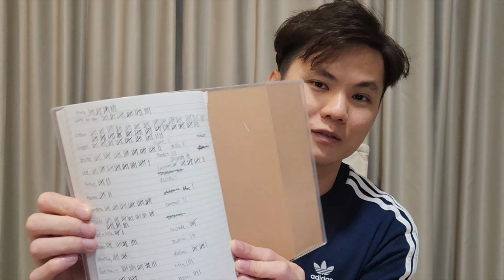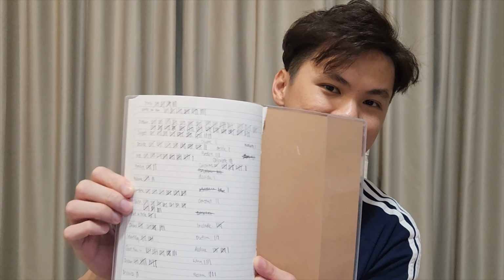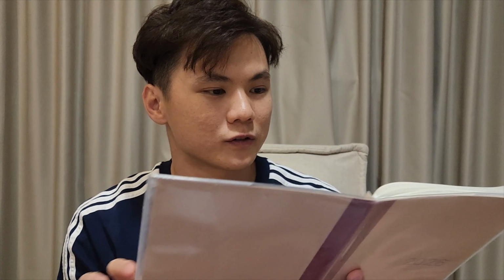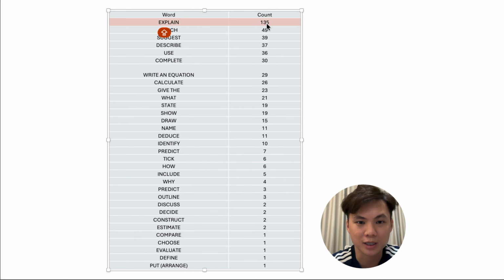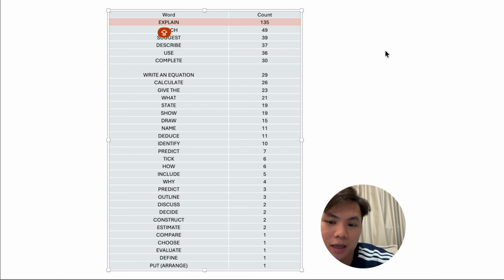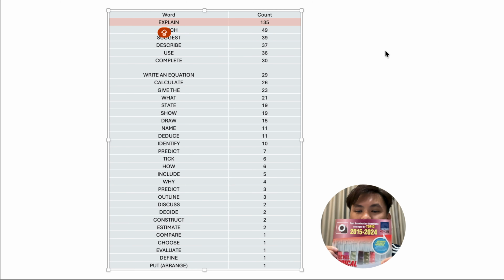Looking through the whole book, I have made a count of this. Looks pretty berserk, isn't it? So just a quick view of the action words that we'll be seeing over here. And of course, at one glance, the most used action word is going to be explain. So let me put this all into the computer first. As you can see over here, we go from the top to the bottom. It's already been arranged from the highest count to the lowest count. And because it's a TYS, just to recap, this is the one that we are talking about.